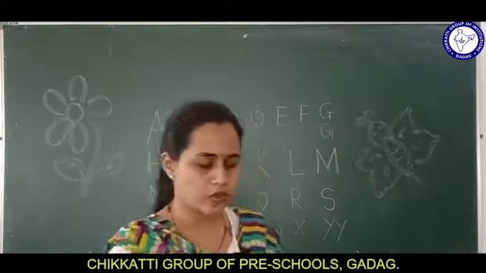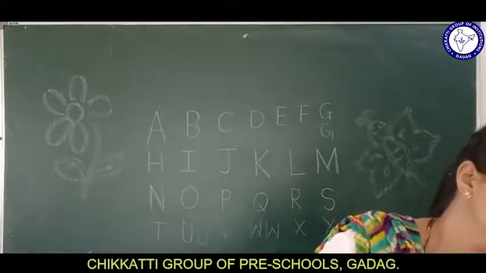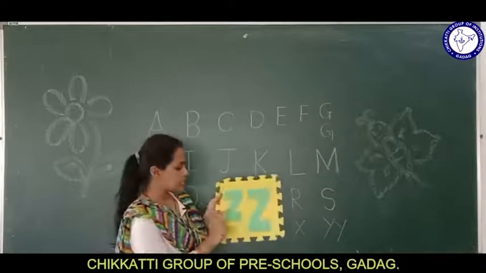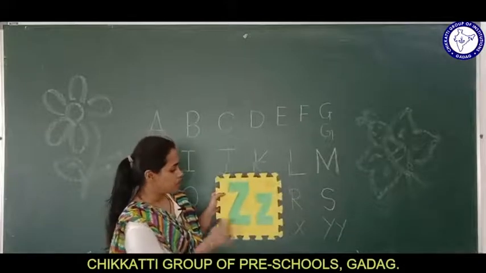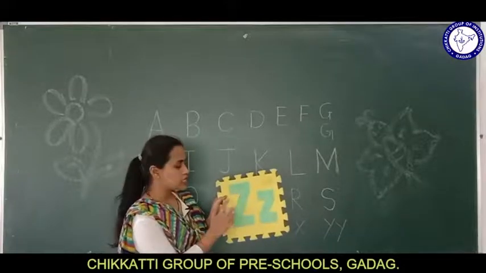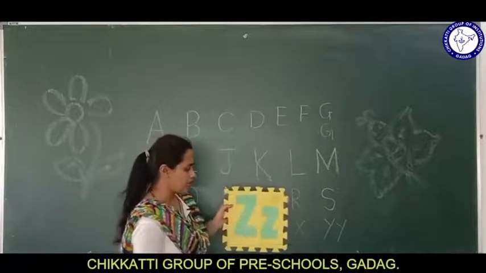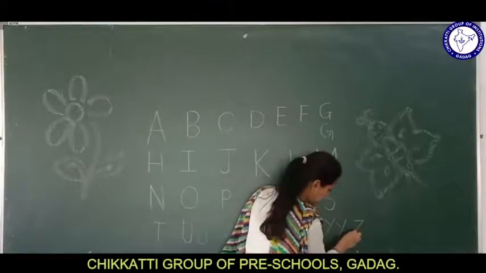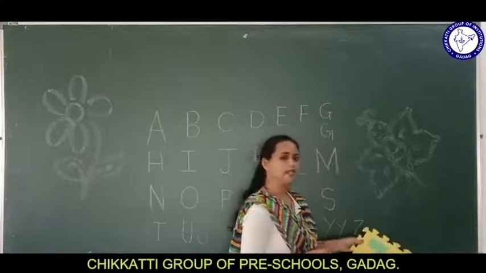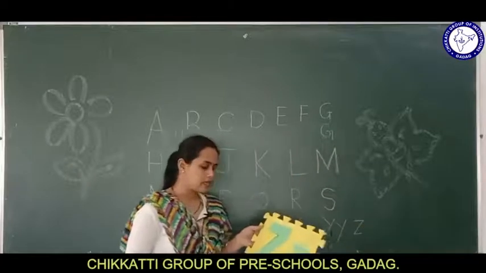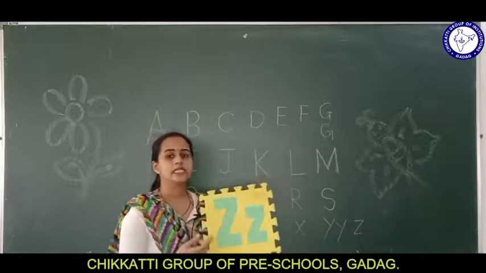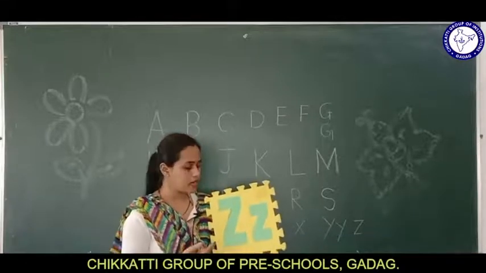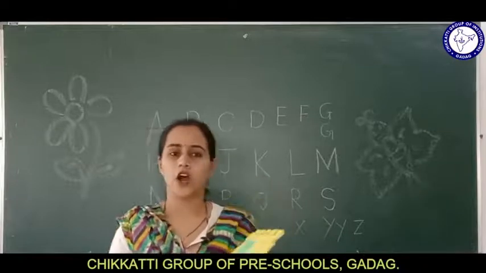And here we go for the last letter, last alphabet, which is Z. Sorry. So, what is this? It's a Z. How to write Z? Small sleeping line, slant, again one sleeping line. So, it will become Z. What is the Z sound? Z or Zed, right?